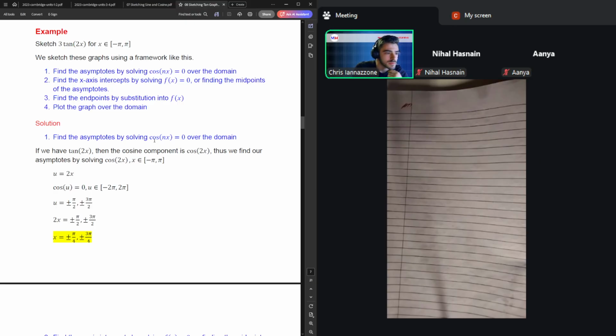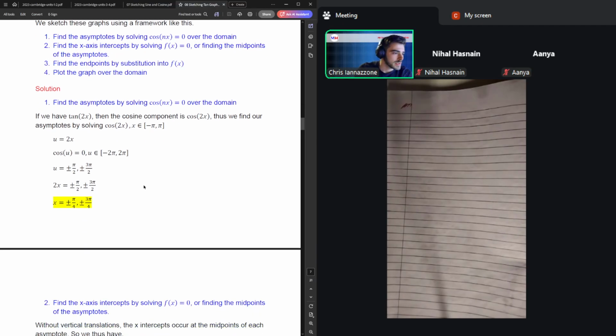And as we said before, we can do that by solving the cosine component equaling 0. Because tan is sine divided by cos, asymptotes come from divide by zeros. Cos equals 0, therefore, should give us the asymptotes. Just make sure you keep the coefficient, right? So if it's tan 2x, then the cosine portion of that is cos 2x. Basically just rewrite the tan as cos, and then solve for where that would equal 0. That's the gist of it there.